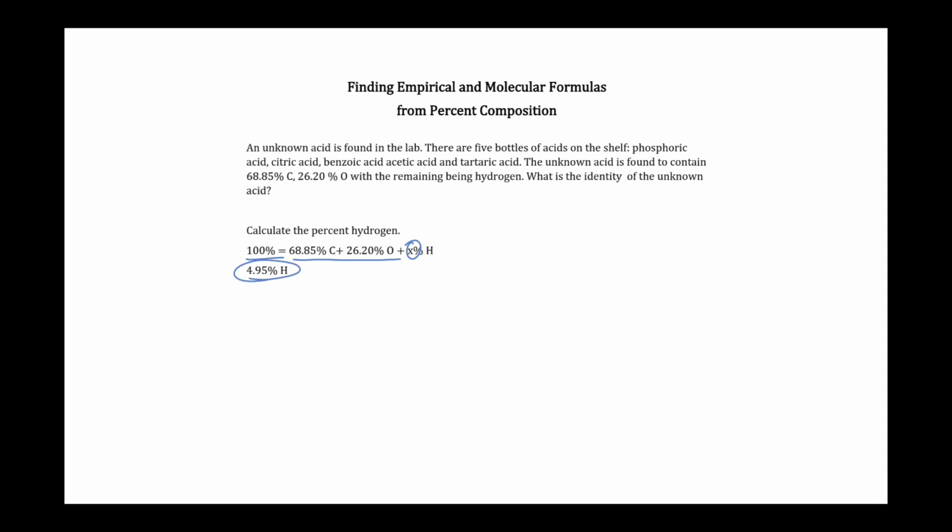Now, just like in our previous problem, I think the easiest thing to do is just assume you have 100 grams of this unknown compound. That converts all of our percentages straight to grams. So now we have 68.85 grams of carbon, 26.20 grams of oxygen, and 4.95 grams of hydrogen.